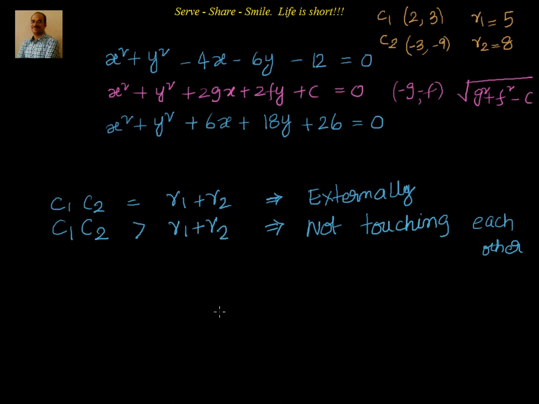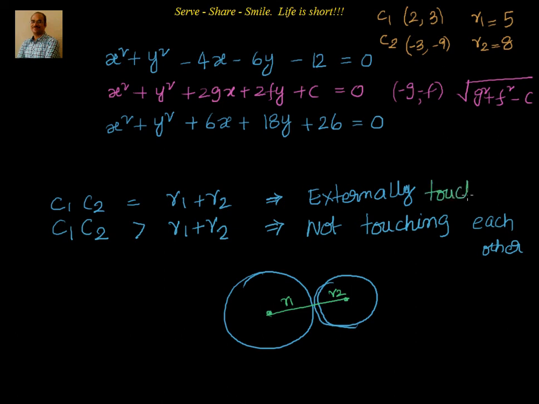We have two circles, just a rough figure. Two circles touching each other. If the centers are at these two points, then this is radius R1, R2. You know that the distance between centers is equal to the sum of the radii. That means they are externally touching each other. Now, in the earlier case there are 4 common tangents, and in this case there are 3 common tangents.